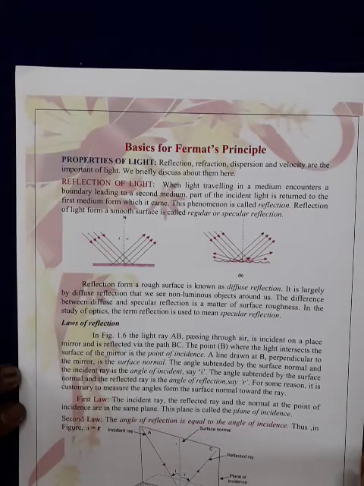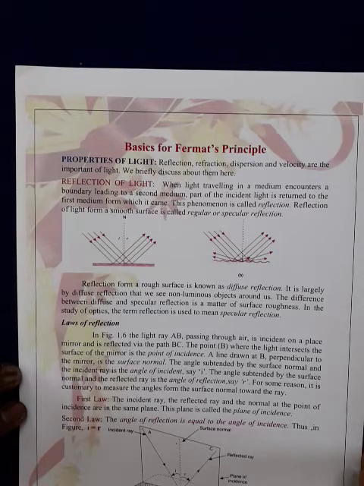Reflection, refraction, dispersion, and velocity are the important properties of light. So let's go for reflection of light. When the light travels in a medium, encounters a boundary leading to the second medium, part of the incident light is returned to the first medium from which it came. This phenomenon is called reflection.